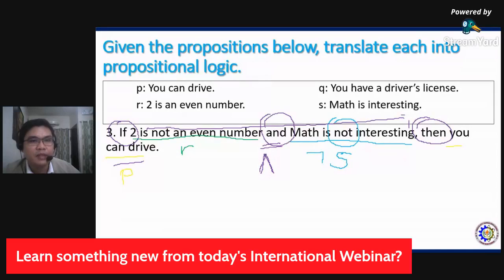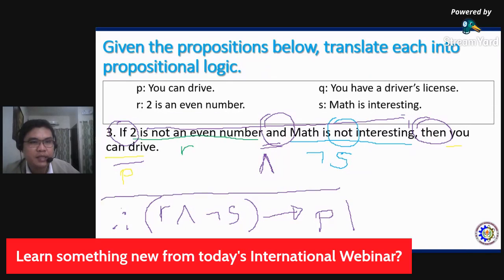So finally, we can write it down as R and not S, but we need to group this using parentheses. This is part of the if, the part of the if. Then you can drive, that is P. So now this would be our propositional logic. So we have as an answer: R and not S, then P. That will be our propositional logic.